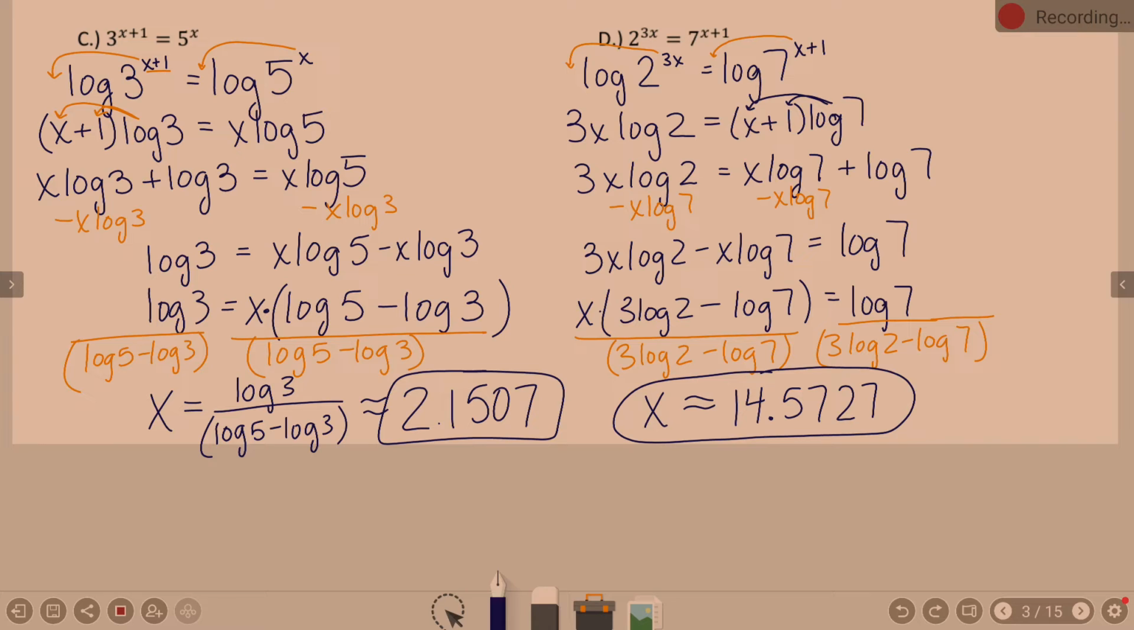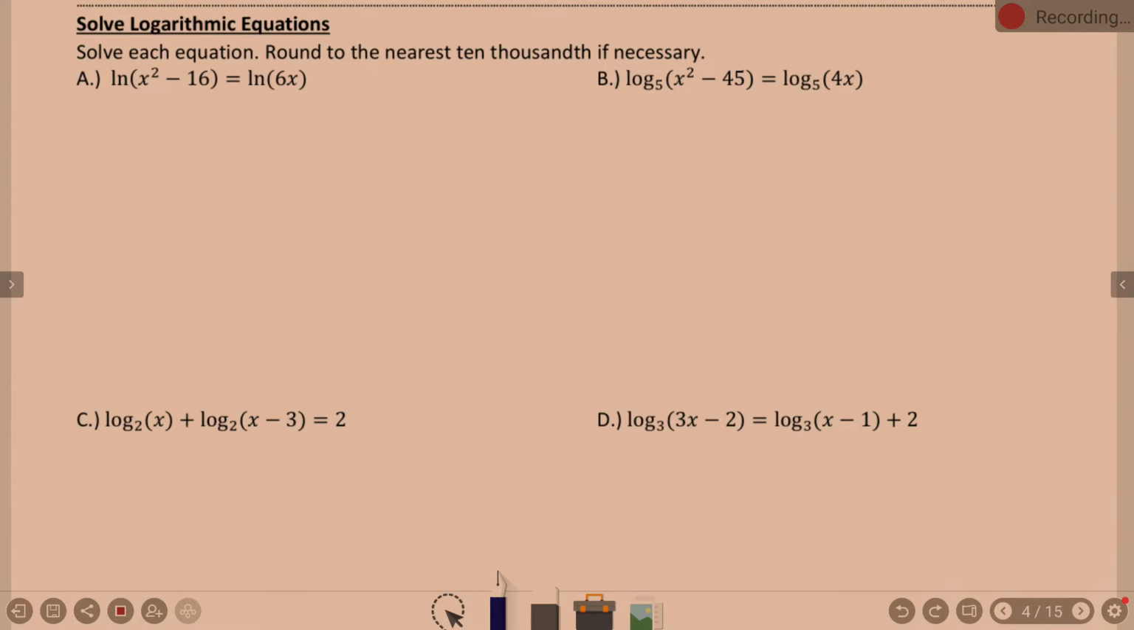We started with the top part of the notes, it was get the bases the same. The second part of the notes, we couldn't get the bases the same, so we took the log of each side. Now, when we move to the back side, you'll notice that there's logs in these. Okay? In the front, we're working with exponential equations. Back side, we're working with logs. Natural log of x squared minus 16 equals natural log of 6x. Any guesses?